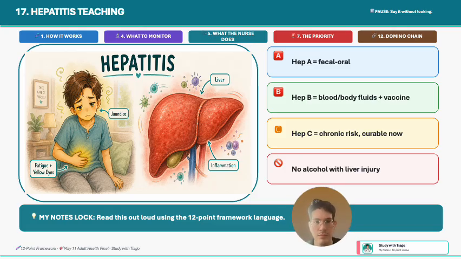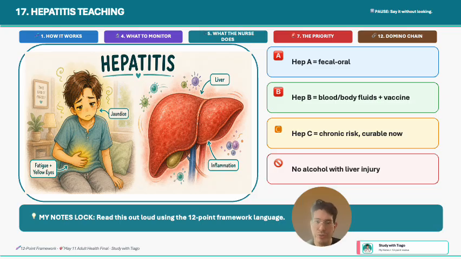Hepatitis teaching is about preventing spread and protecting the liver. For hepatitis A, focus on hand hygiene, safe food and water, and staying home or following guidance during the contagious period. Household contacts may need evaluation, depending on the situation. For hepatitis B, focus on vaccination, safer sex, not sharing razors or toothbrushes, not sharing needles, and blood exposure precautions.